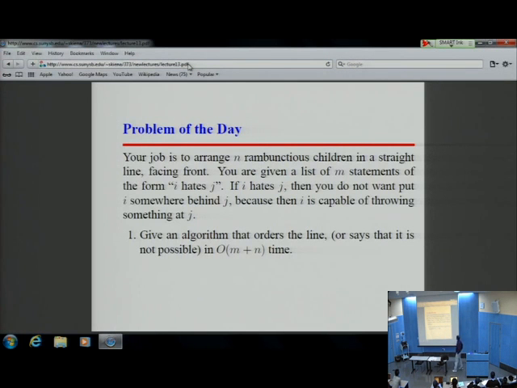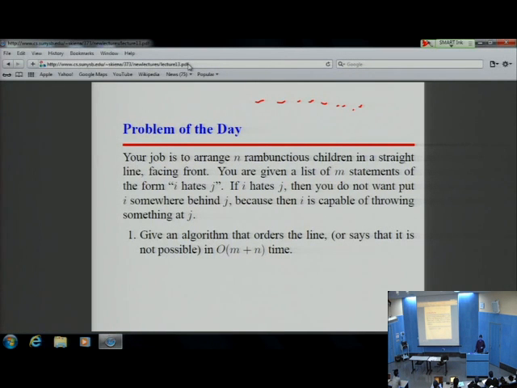The claim was you were given a set of m statements. You have a bunch of n kids labeled 1 through n. Certain pairs of kids hate each other. Actually, certain ordered pairs of kids hate each other. I can hate you, you might not hate me. The teacher wants to arrange them in a straight line, because they want to march them down the hall.